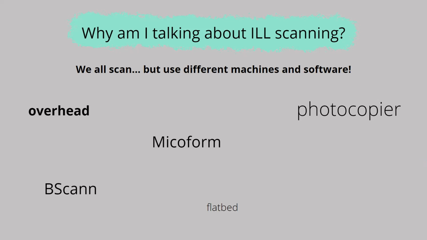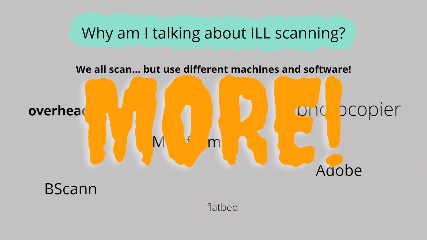After the hardware, we have software like BScan and Adobe to assist with cleaning up the files we've produced. And cleaning up can include removing fingers, cropping edges, straightening pages, making scans accessible via optical character recognition, aka OCR, and various other forms. Mind you, this is just a short list of the machines and software available for use in interlibrary loan and resource sharing departments around the world.